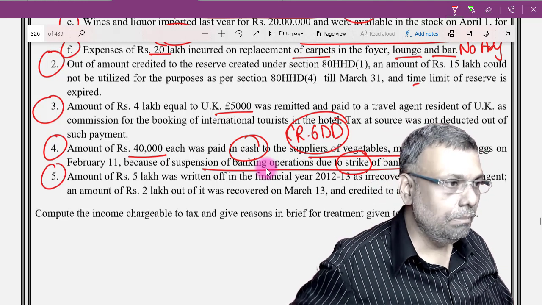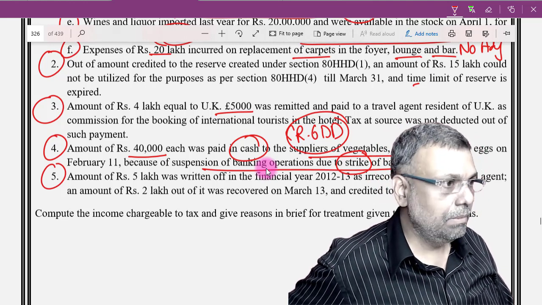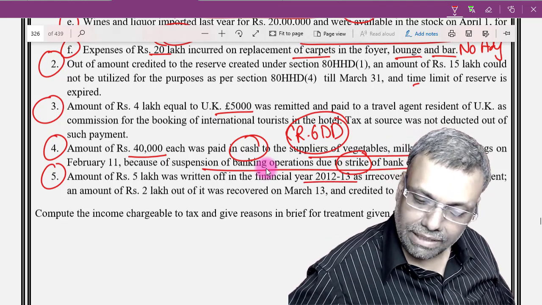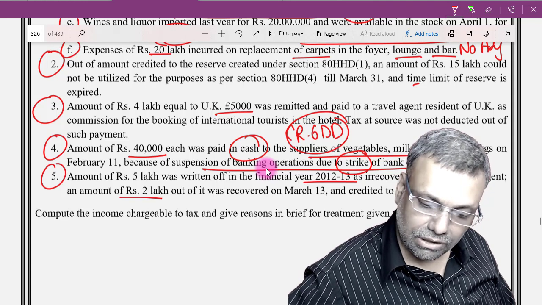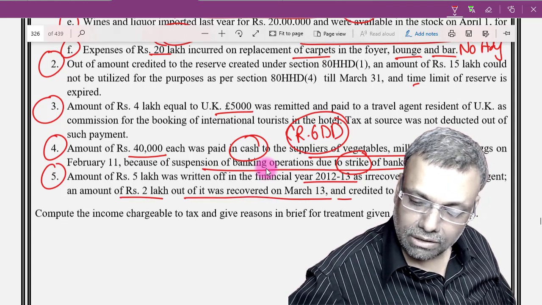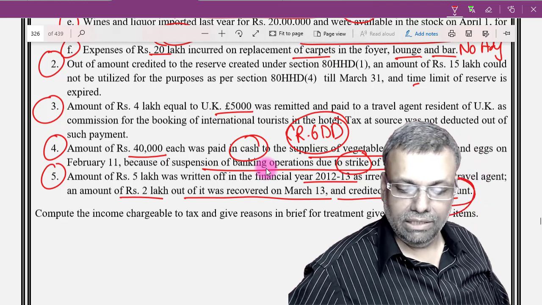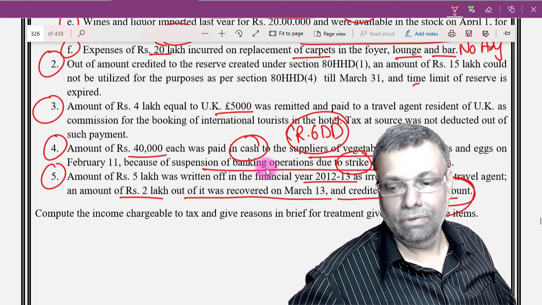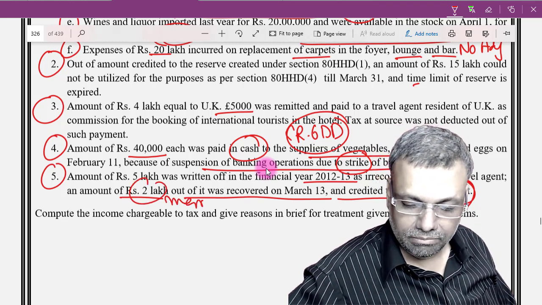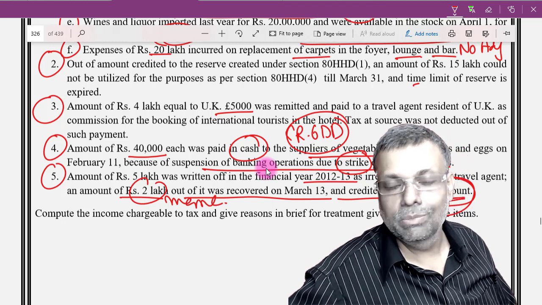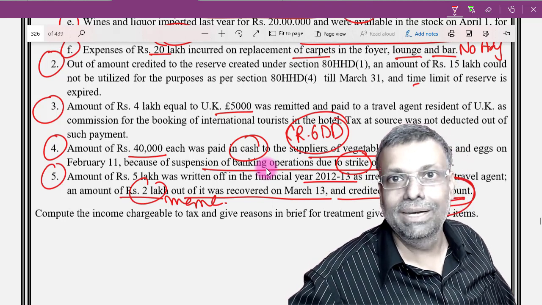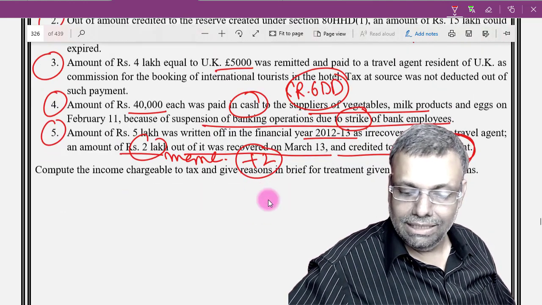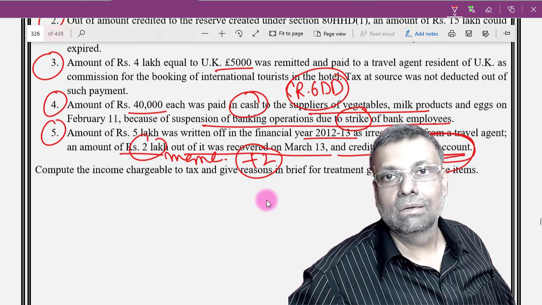Okay. Next one, amount of rupees 5 lakhs was written off in the financial year 12-13, irrecoverable from travel agent. Amount of rupees 2 lakhs out of it was recovered on March 31st and credited to the reserve account. Now, the recovery of any loss is a deemed income, section 41, no doubt about that. So it should be treated as income. However, you have credited this money to the reserve account, that means you have not passed this particular money to P&L. So therefore, I will say add 2 lakhs rupees to the computation of the income, because it is a taxable income. Now, business income computation over.